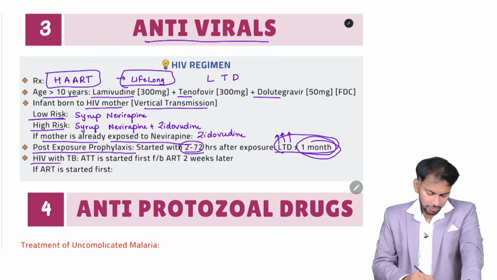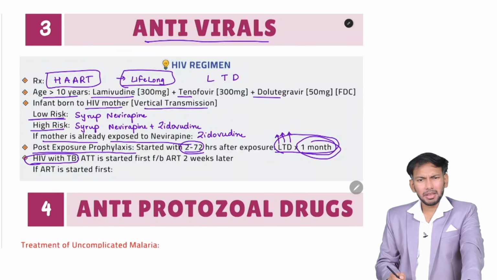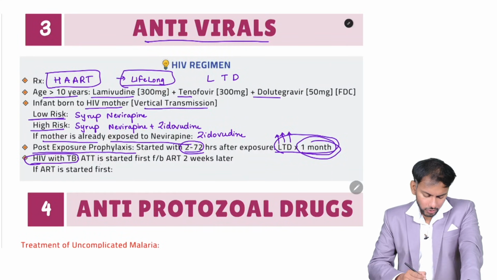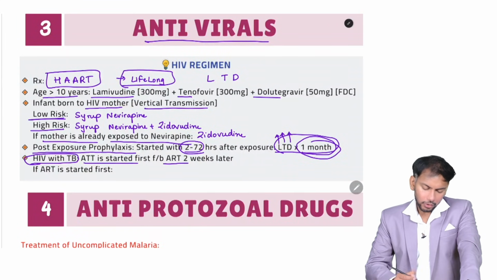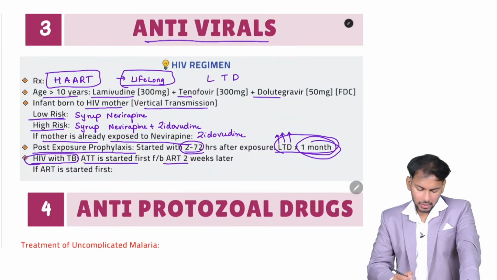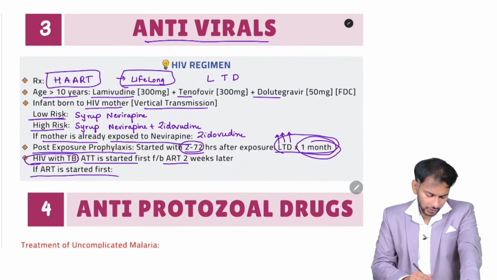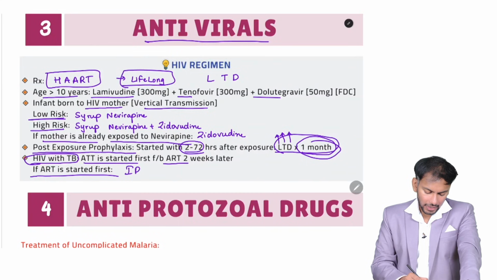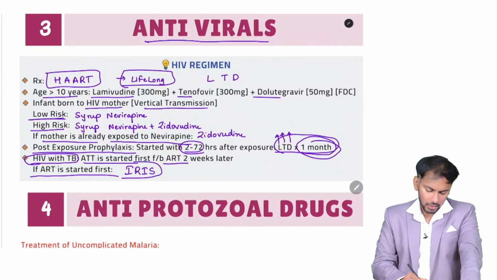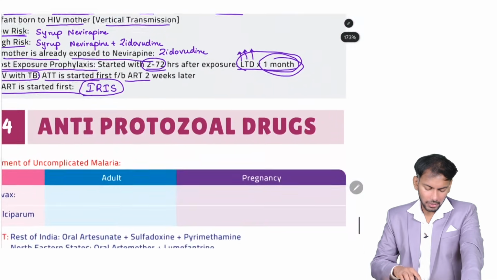Now, HIV with TB. What should you treat first? You should treat TB first always. ATT is first, then you should treat ART. Did you understand this much? Now, why not ART first? If we treat HIV first, it will cause something known as IRIS, immune reconstitution inflammatory syndrome. This is what is happening.